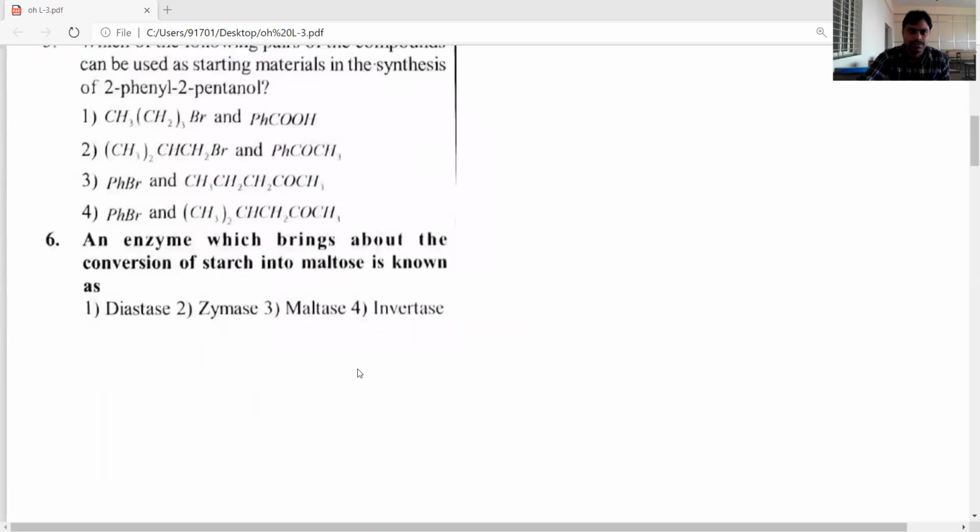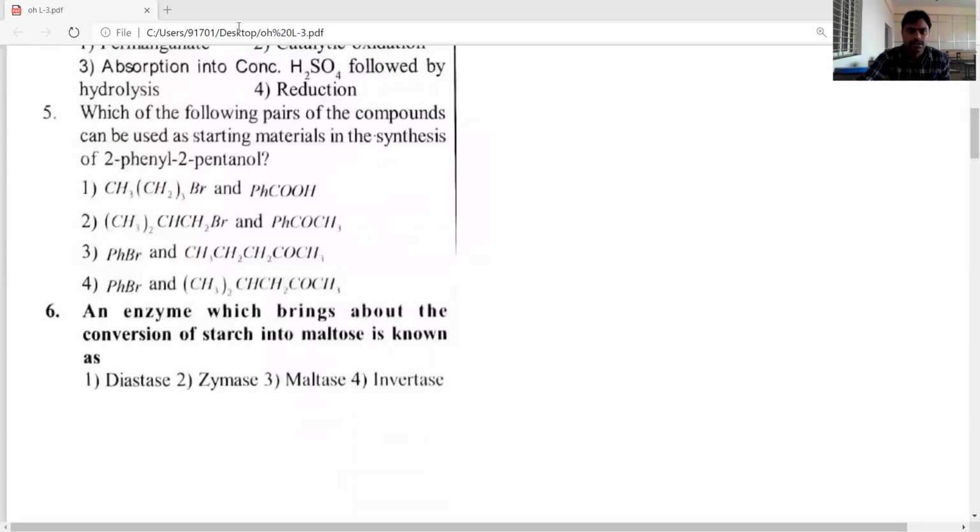Fifth question. Which of the following pairs can be used as starting materials for the synthesis of 2-phenylpentanol? Okay, what is the product we want, dear students? 2-phenylpentanol. 1, 2, 3, 4, 5. At the second carbon, a phenyl group is present as well as an OH group. This name is 2-phenylpentan-2-ol. This compound we have to synthesize.